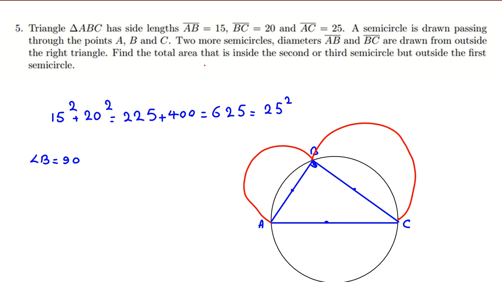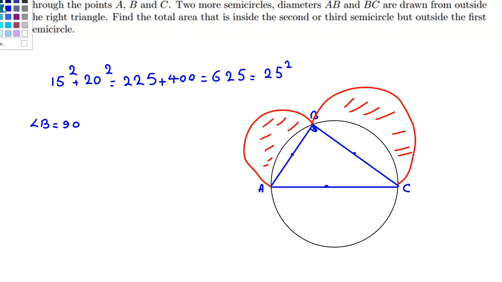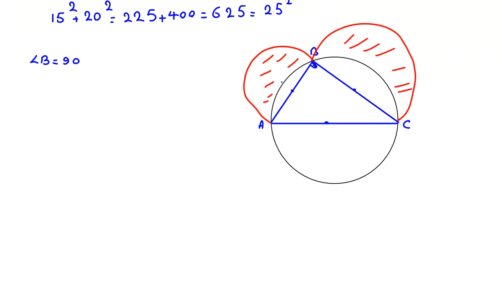Something like this, and it says find the total area that is inside the second and third semicircle, but outside the black semicircle. So you shouldn't consider this part because of the black semicircle. So it wants the area of this part and this. We had a similar problem in AMC, but this one is easier than AMC.